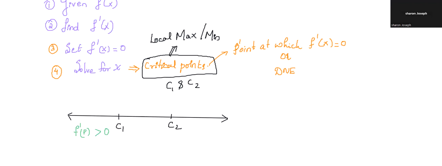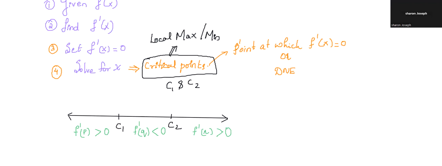Between C1 and C2, you have to choose a test point and let's call that Q, plug that into the first derivative and check whether it is positive or negative. Suppose I'm getting a negative number. Similarly, on the third interval, you have to do the same. Imagine I'm getting a positive number.